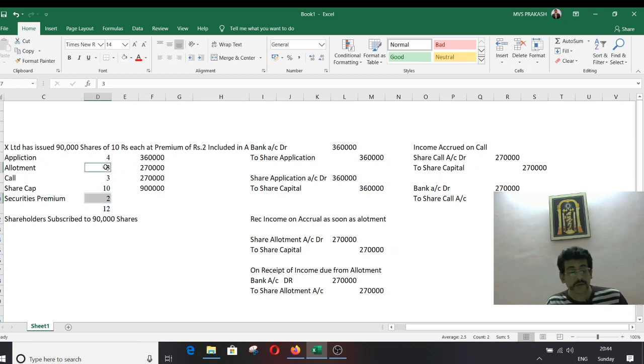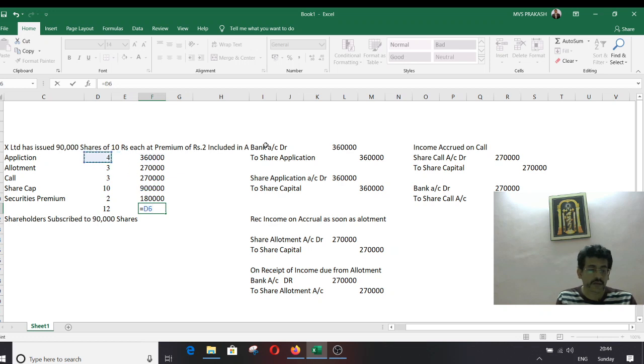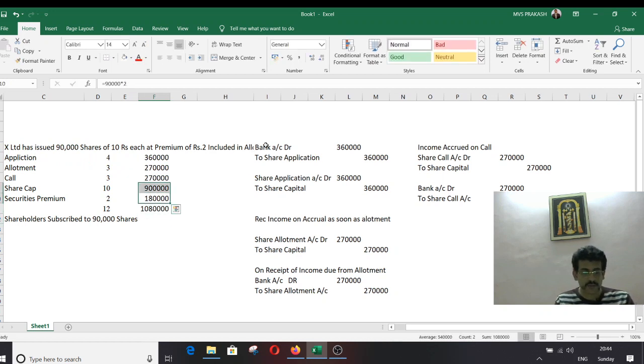That's it. Now my first entry will remain the same. Bank account will be debited. How much? 90,000 into 12, total put together I need to receive 10,80,000. Share capital 9 lakhs, securities premium 1,80,000. Total put together 10,80,000. Now we are arranging that in different heads.